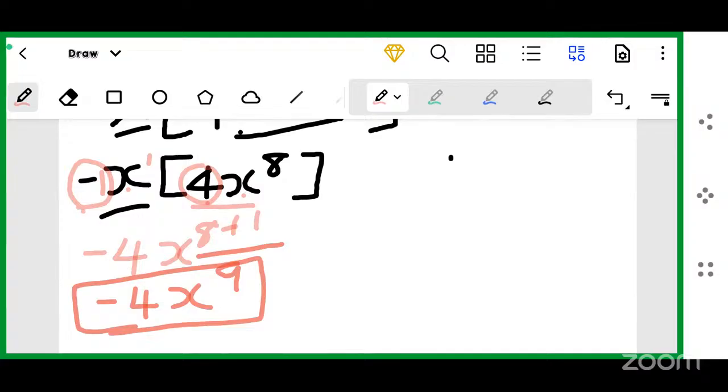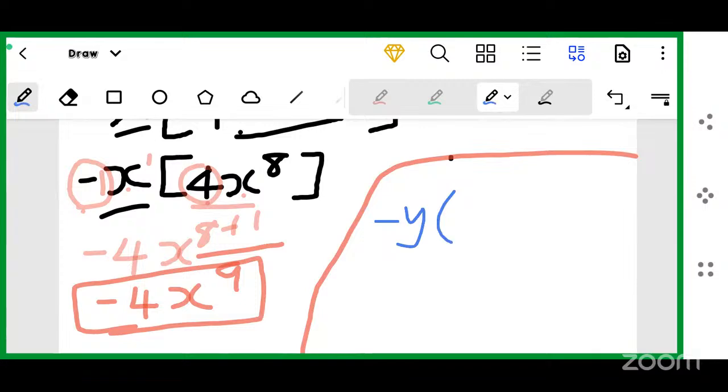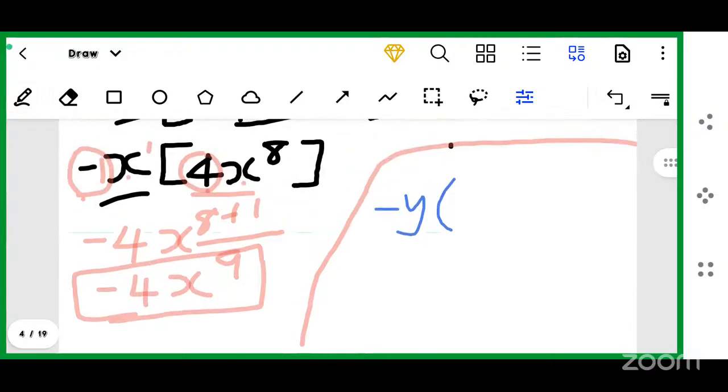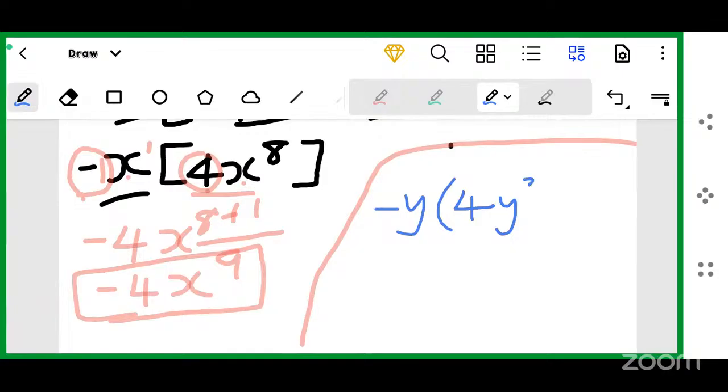Yes, ma'am. Okay, let me give you one last one. Let's say we have negative y into 4y to the power of 3, to the power of 2. Can you please work this out? Remember, 4y to the power of 3 can be written as 4 multiplied by y to the power of 3.